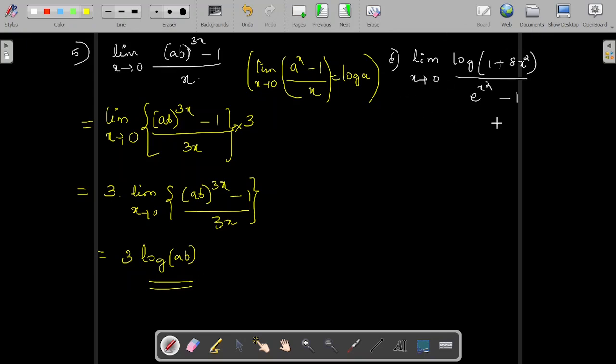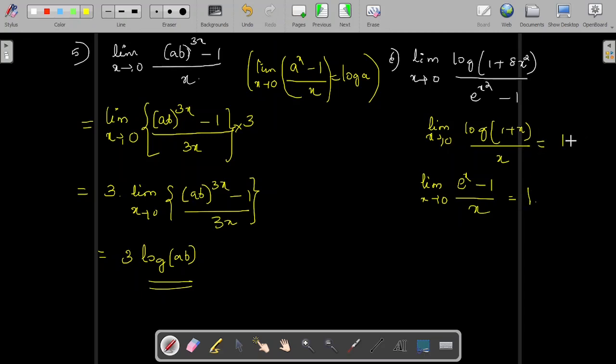Now here in this problem, I'm going to use two standard forms. One is limit as x tends to 0 log of 1 plus x divided by x, this form, and one more is limit x tends to 0 e to the power x minus 1 by x, which is log of e, that is nothing but 1. And this value is also equal to 1. Let us make use of these two standard forms to solve this problem.